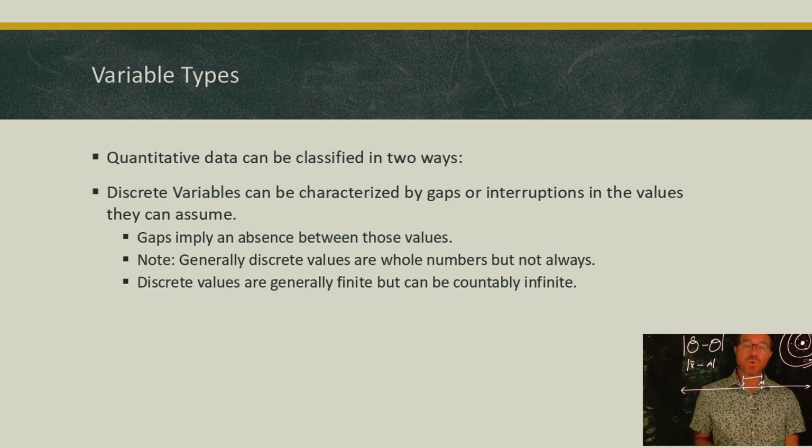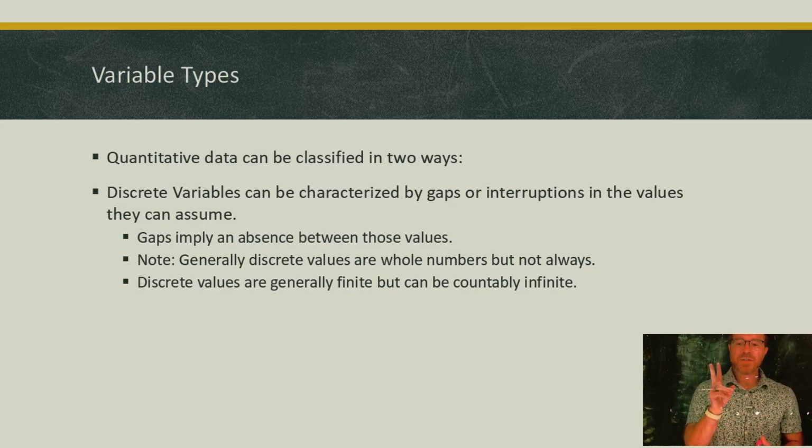You could say that if tuition fees at one university are $7,000 a semester and $14,000 at another, you could say it costs half as much to go to this university. Or I could go to this university for 2 years for the cost of going to that one for one. They have numeric meaning that actually means something in terms of the numbers. Quantitative data can actually be classified in two ways. The first is discrete variables that can be characterized by gaps or interruptions in the values that they can assume.